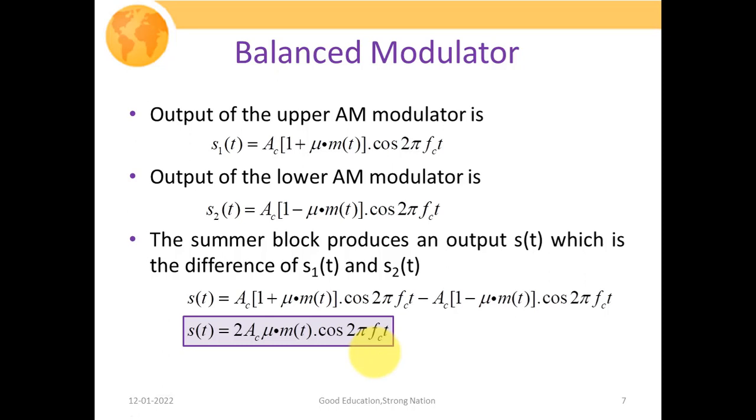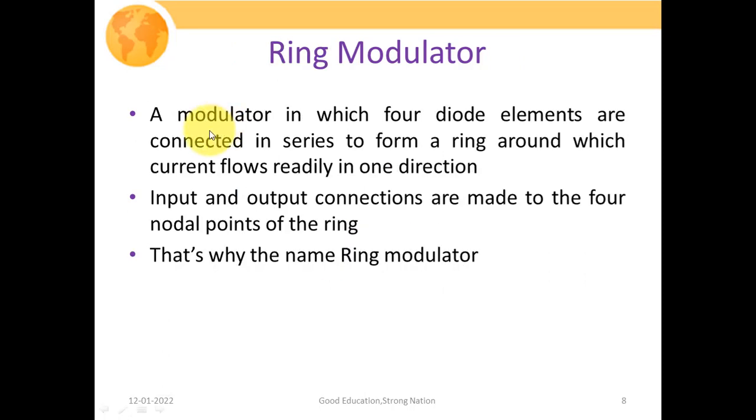Now we will discuss another method for generating your DSB-SC signal, that is, the ring modulator. It is a modulator in which 4 diode elements are connected in series to form a ring around which current flows readily in one direction. Since all these 4 diodes are connected in series in the ring, the name ring comes into picture. Input and output connections are made at 4 nodal points of the ring. That's why the name ring modulator is proposed.